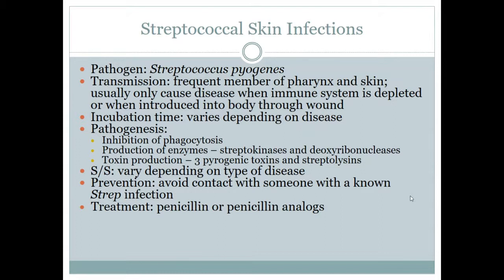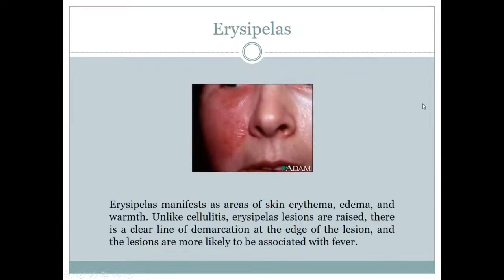Just like Staphylococcus aureus, Streptococcus pyogenes inhibits phagocytosis, produces enzymes, and also produces toxins. This is another bad dude that can cause a lot of different types of infections. Fortunately, though, for the most part, streptococcal skin infections can be treated with penicillin, and we don't have to resort to the stronger antibiotics. So one type of streptococcal skin infection is called erysipelas.